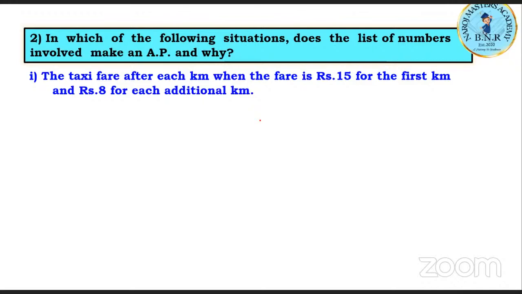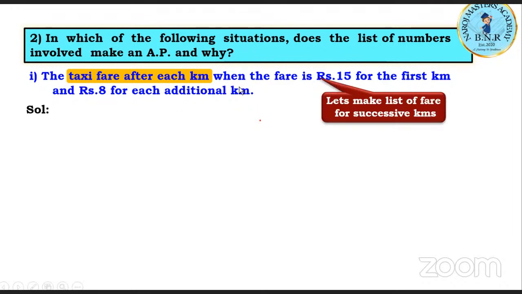Can you read the question? The taxi fare after each kilometer, when the fare is rupees 15 for the first kilometer and rupees 8 for each additional kilometer. Not 18, 8. Very good boy. Now you can see here, first, taxi fare after each kilometer, when the fare is 15 for the first kilometer. What is the taxi fare value here? For A1 is 15.